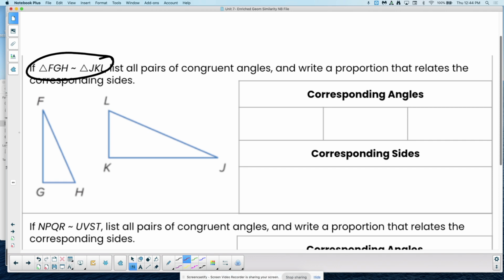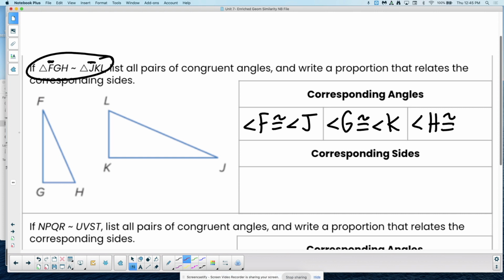But if I look at my angles, we just go in order. Angle F is the first letter, matches angle J. Now I'll go to my middle letters. Angle G is congruent to angle K. And then our last pair of angles, angle H, is congruent to angle L.